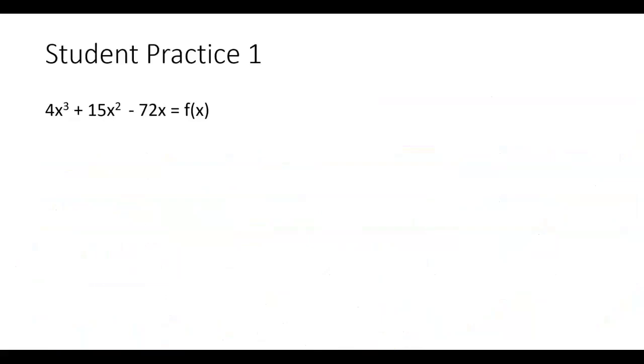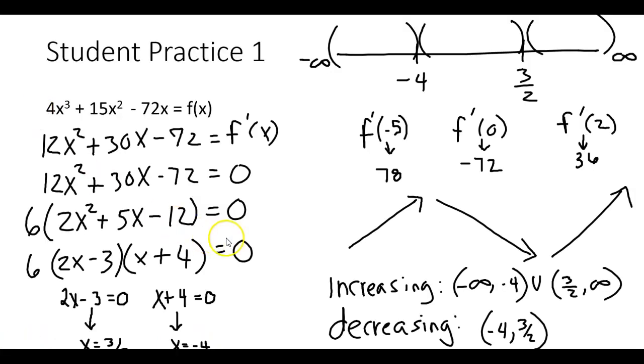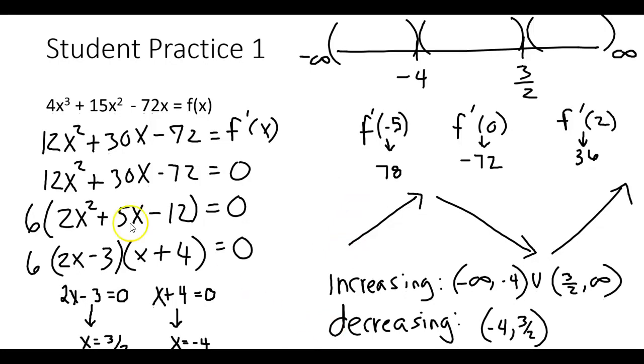All right, so here's a student practice for you guys. Go ahead and pause the video and solve this problem. When you unpause it, you will see the solution. Okay, guys, so here is our solution to the problem. First thing that we're going to do is we're going to go ahead and find the derivative of this, and that would give us 12x squared plus 30x minus 72. Then we set it equal to 0.